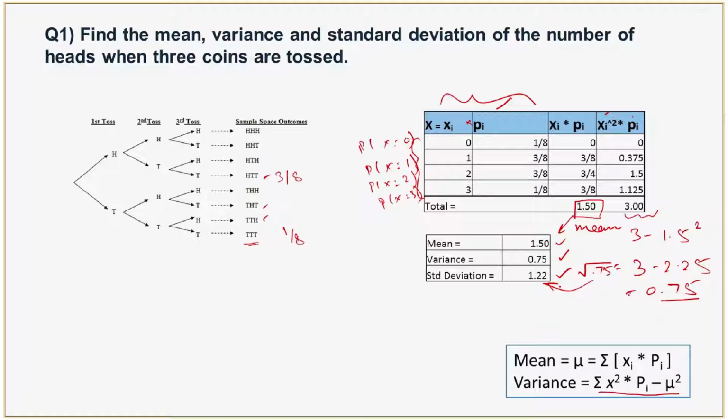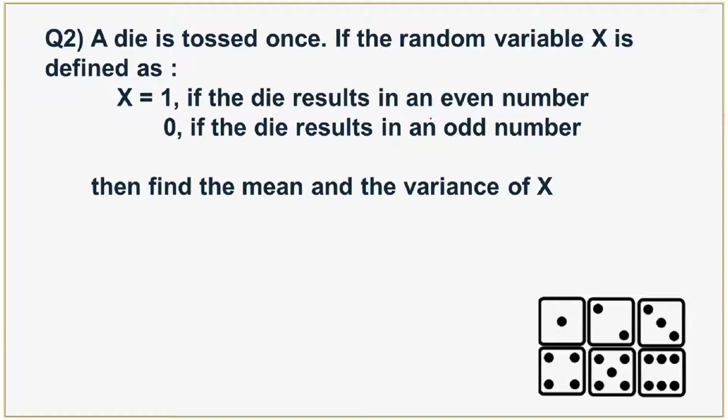Okay, so all you have to do is draw this probability distribution table. Let's move on to the next question. A die is tossed once. If the random variable x is defined as x equal to 1 if the die results in an even number, and x equal to 0 if the die results in an odd number, then find the mean and the variance of x.